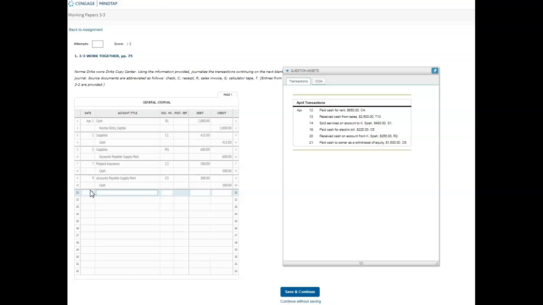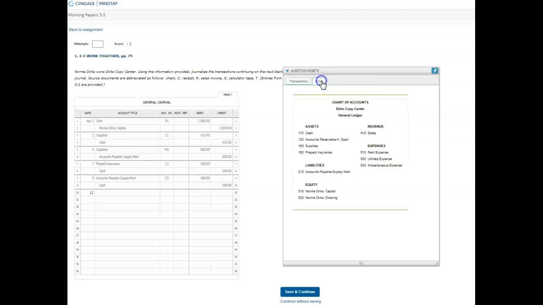It says we paid cash for rent. Cash for rent. So what's coming in? What's going out? When you're looking at this and you look at the rent, you go, I have no idea. And that's possible. If you're not sure, click the chart of accounts and look for something that might have to do with rent in the name of the account.